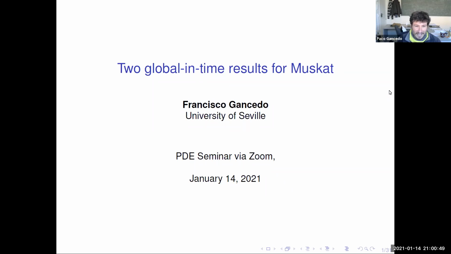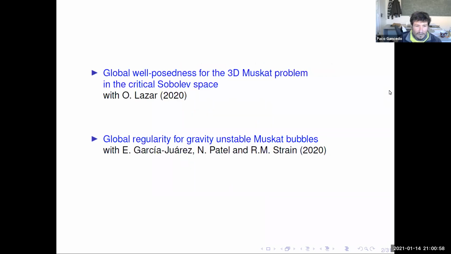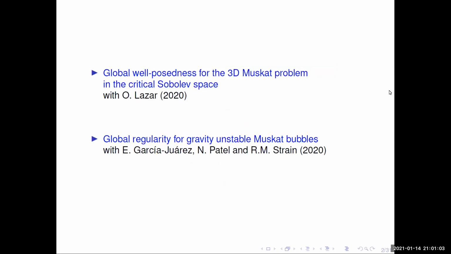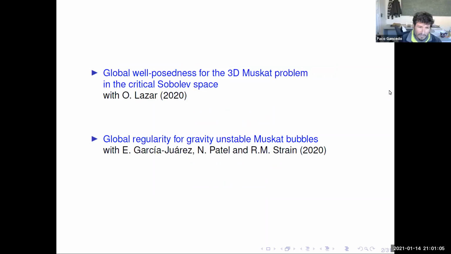So today I'm going to pick one of my favorite topics, which is Muskat. And essentially I'm going to talk about these two very recent preprint results. The first one is a global well-posedness result for 3D Muskat in the critical Sobolev space, a result with Omar Lazar. So I'm going to introduce that.